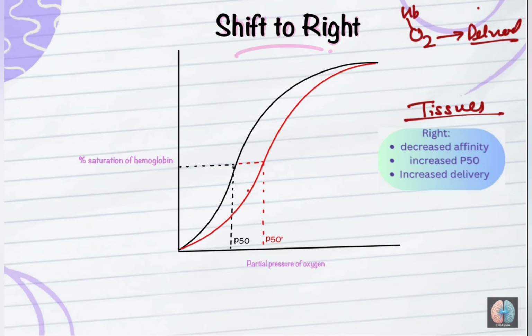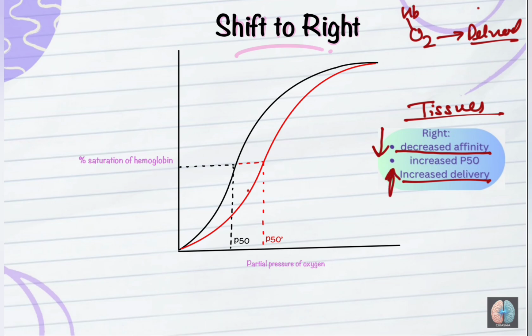So at the level of tissues, the affinity of hemoglobin for oxygen is decreased. Hemoglobin no longer wants to bind to the oxygen because oxygen wants to go to the tissues, into the cell, and then further it will be used for glycolysis and cellular metabolism. So the delivery of oxygen is increased because oxygen is no longer bound to hemoglobin.